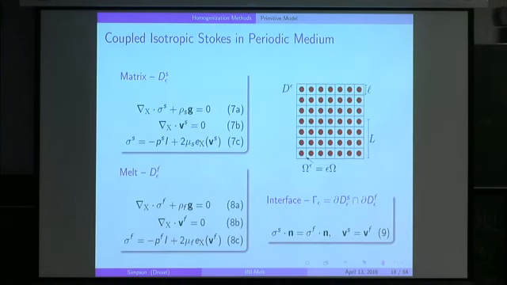So this is our primitive model. Coupled isotropic Newtonian fluids in a periodic medium. I'll use the superscript S for the solid, which is, say, the matrix, the superscript F for the melt, the fluid. And at the interface, we're going to have continuity of normal stress and continuity of velocities.